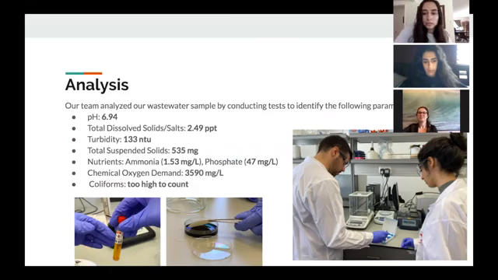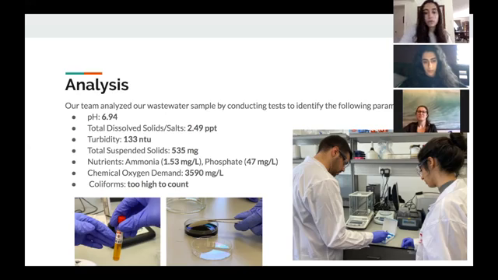For organics, we had chemical oxygen demand at 3,590 milligrams per liter. Our last grouping was microbial, in which we tested the amount of coliforms. The amount was too high to be counted, which is to be expected when working with cowshed wastewater.